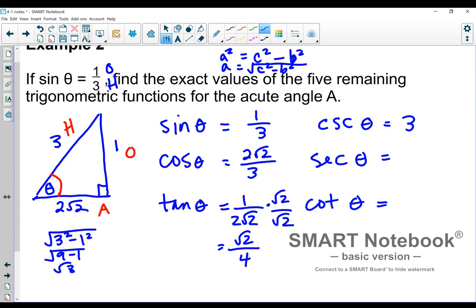So we do need to make sure we rationalize. So when I find the cotangent, though, I won't need to rationalize because I can take 2 square roots of 2 and put it over 1. So I always kind of go back to the beginning to do that reciprocal. So just 2 square roots of 2.